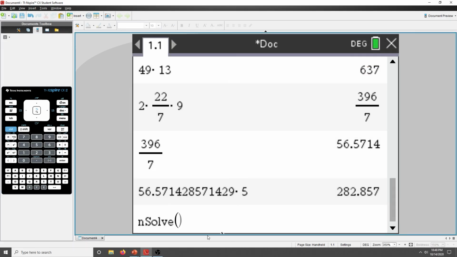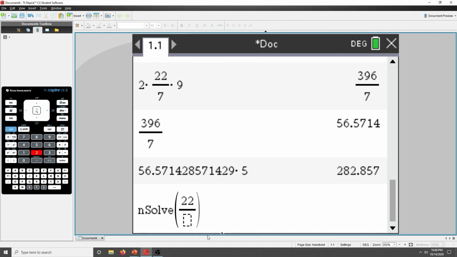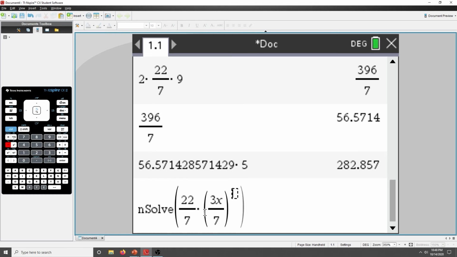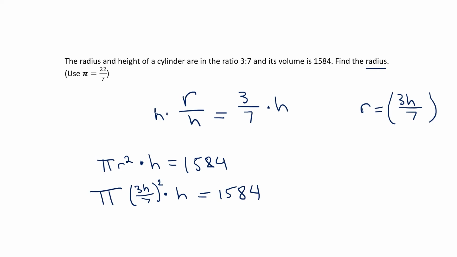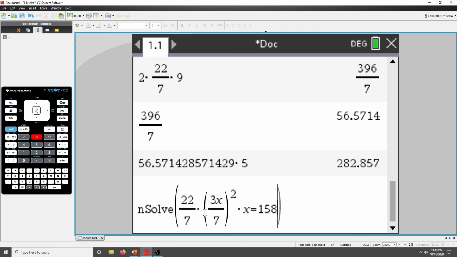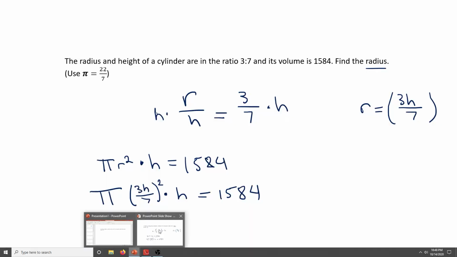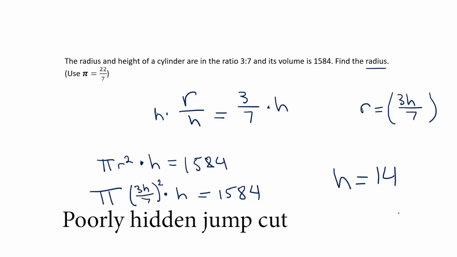Menu, algebra, numerical solve. We have 22 over 7 times, and then what we need to put inside. Oh no, what did I do? Oh, I hold down control. Don't worry about that. Times, we need a divisor in there as well. 3, and I'm going to use x because it's easy to get to. 3x over 7 squared times x, right, equals 1584, comma, x, 14. So our height is what we solve for there. Our height that we solve for there is 14, right?